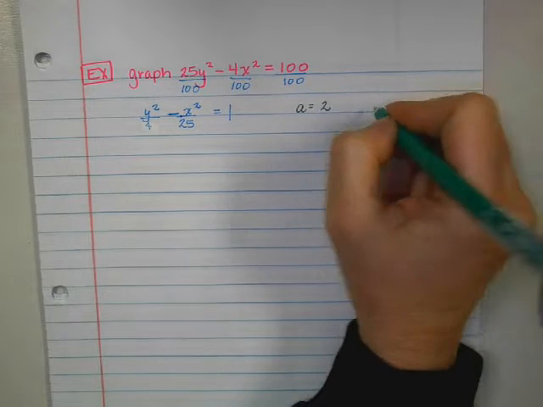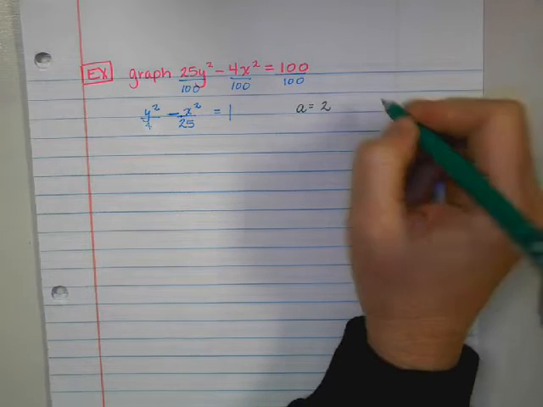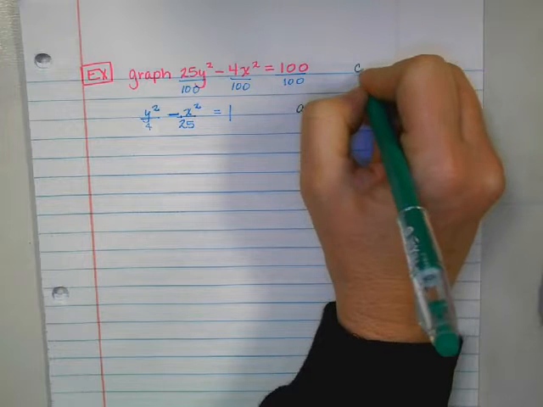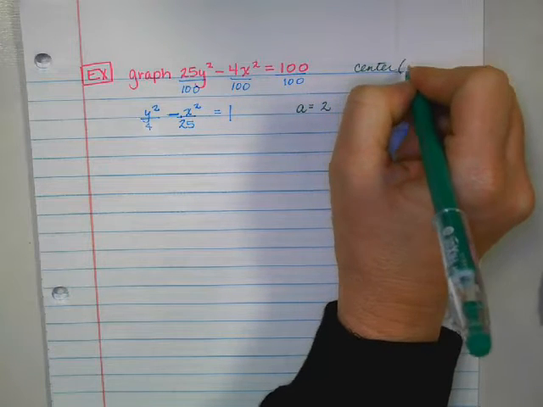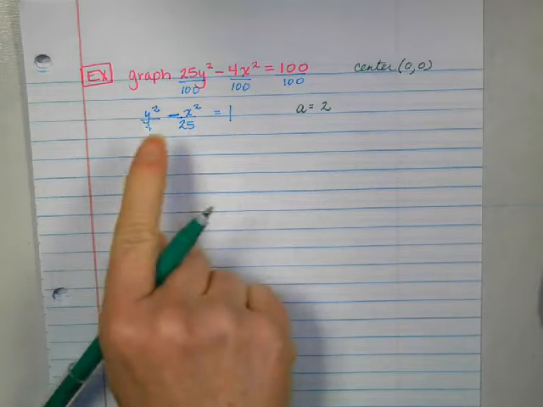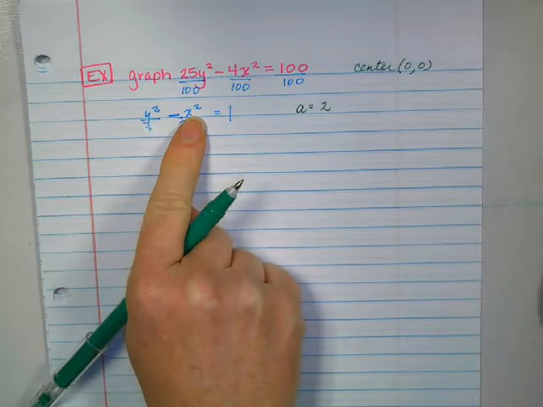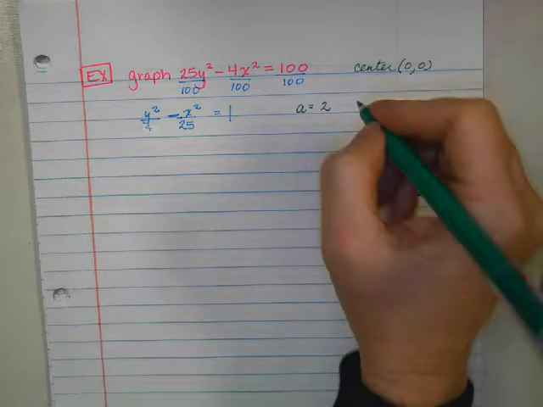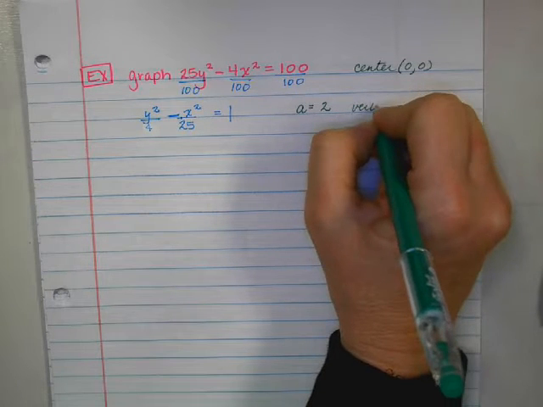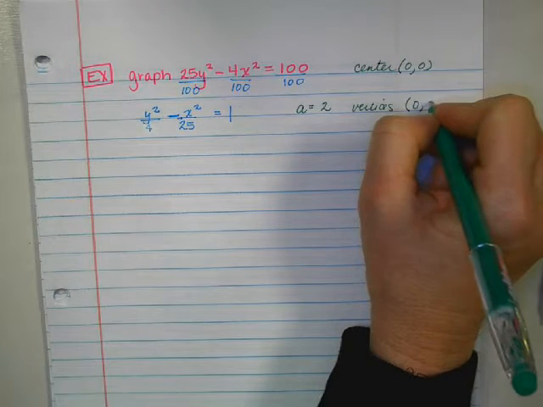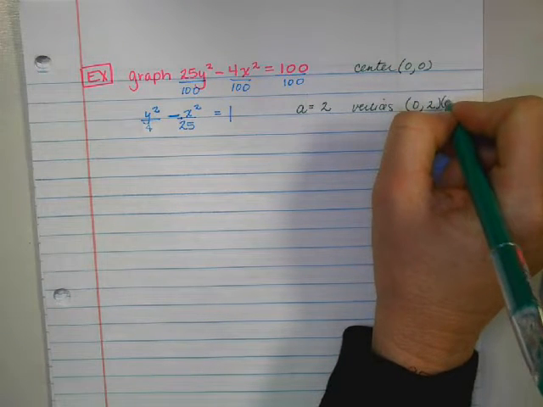So where's the center point of this particular hyperbola? 0, 0. So I'm going to put center 0, 0. How do I know that it's at 0, 0? Because there's nothing up here with x and y. There would have to be something in parentheses with x and y to change it. We'll get one in a minute that has that, but this one doesn't. So, all right, which means my vertices are 0, 2, and 0, negative 2.